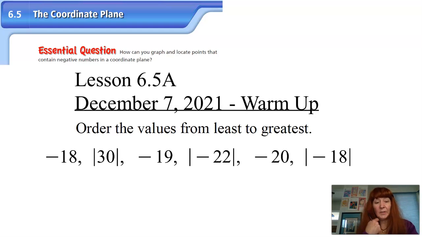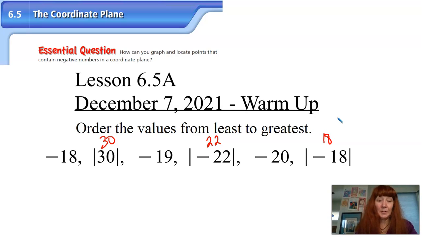So in order to do that, you're going to want to write the equivalent value, right? The absolute value of positive 30 is positive 30. The absolute value of negative 22 is positive 22. The absolute value of negative 18 is a positive 18. Remember, distance is always positive, and absolute value is the distance a number is from 0. Okay, so go ahead and pause the video.